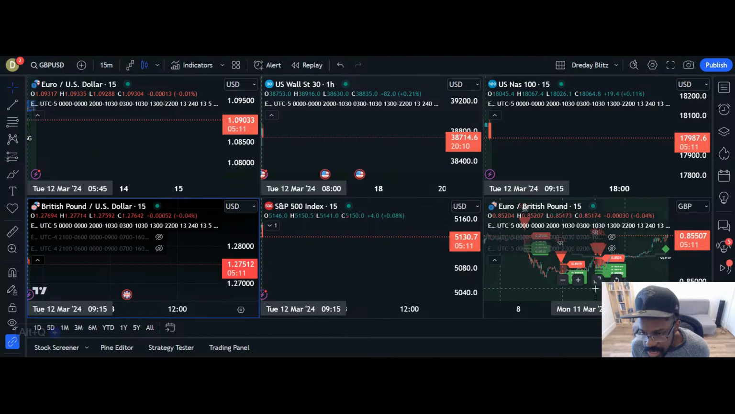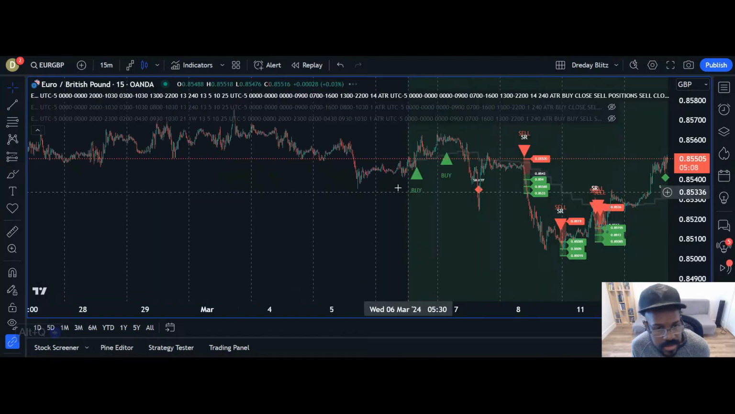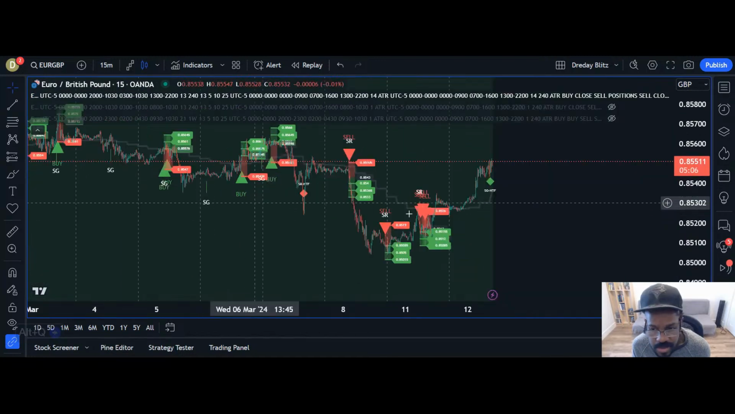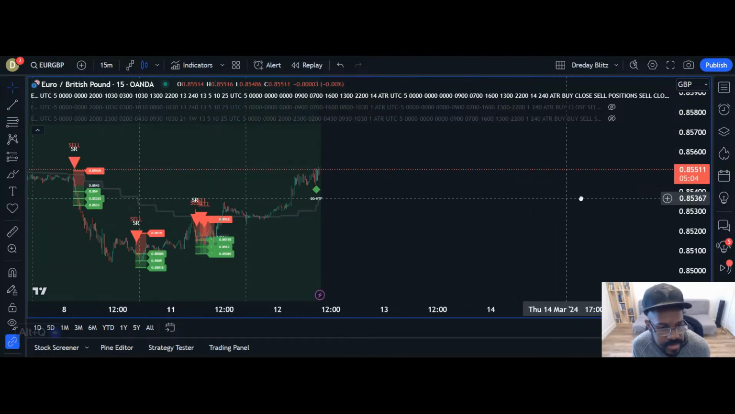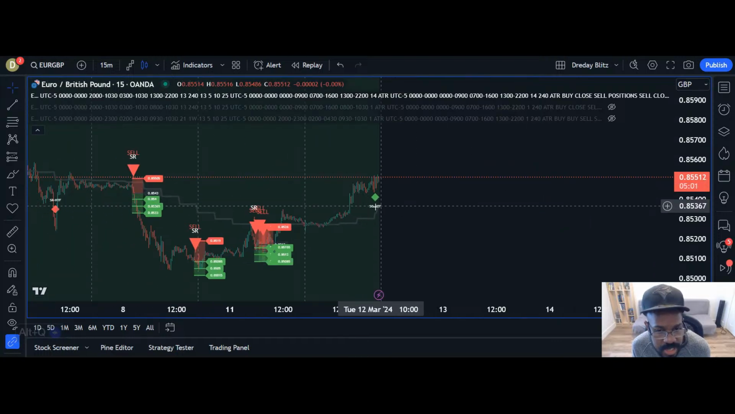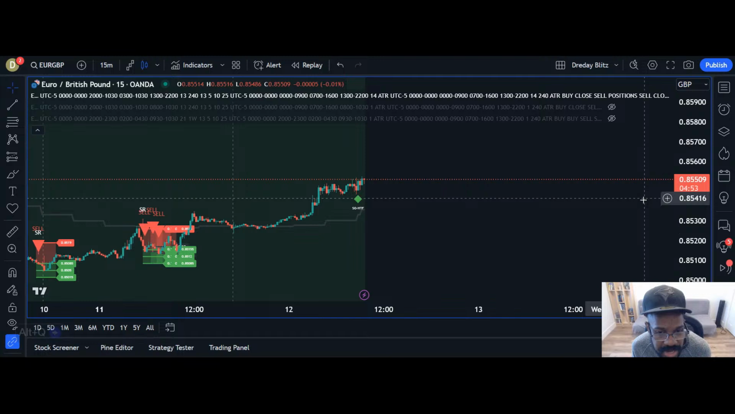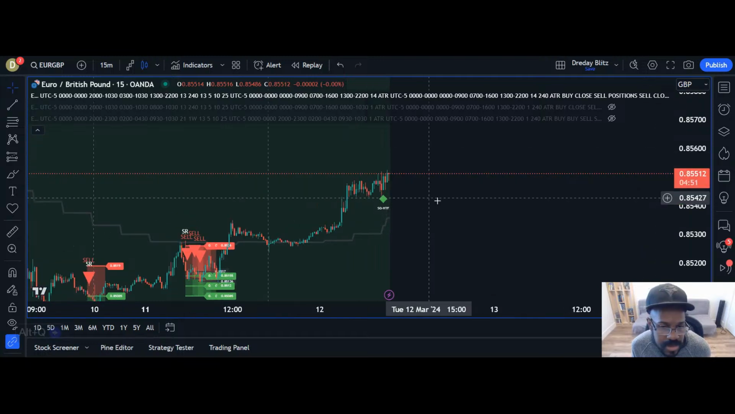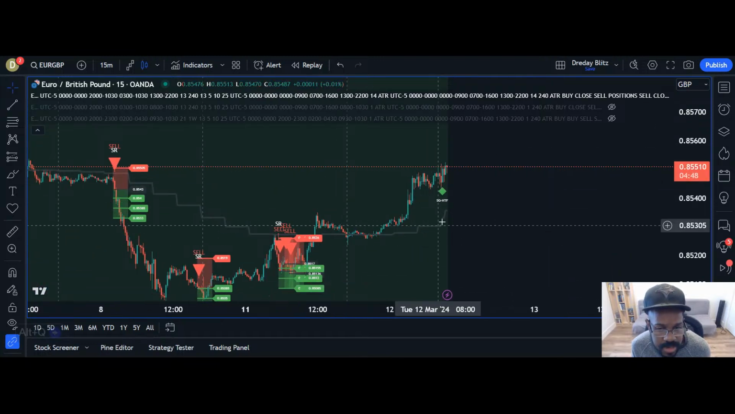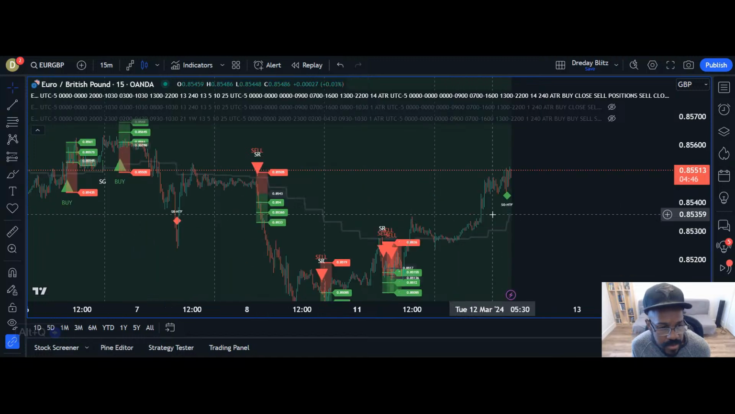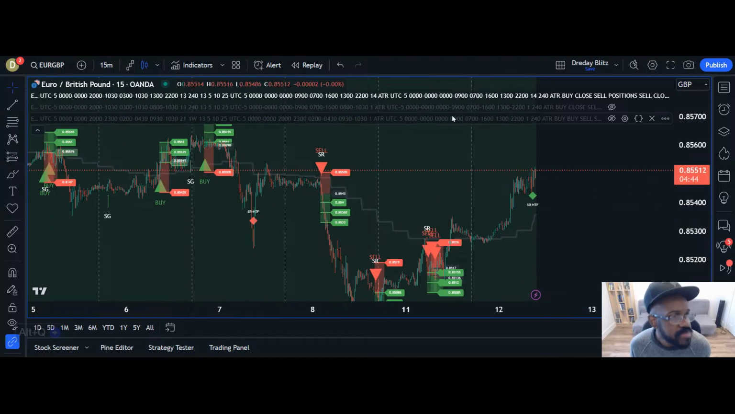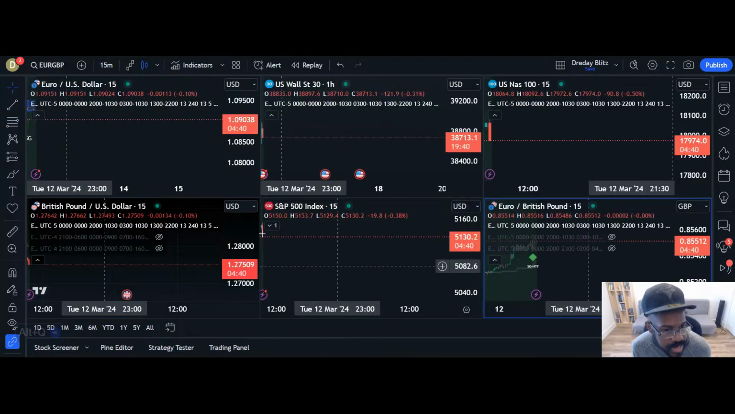And finally, we have Euro GBP. Euro GBP here just got a switch green, SG, 30 minutes ago. So expecting to go bullish here for Euro GBP. That means that the euro is stronger than the British pound for now.